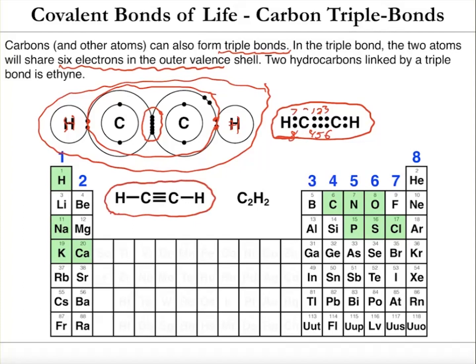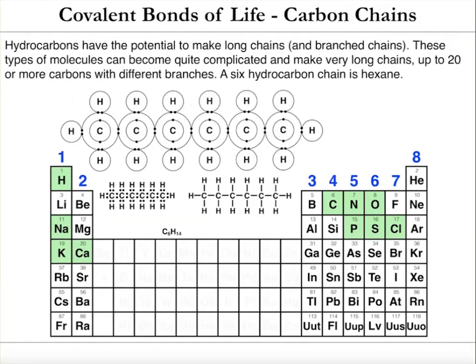So a carbon triple bonded to another carbon, and then to fill the octet rule, they each need to be bound to another hydrogen. So this molecule would be C2H2, and it would be called ethine. So we had ethane when it's a single bond, ethene when it's a double bond, and now we have ethine when it's a triple bond.